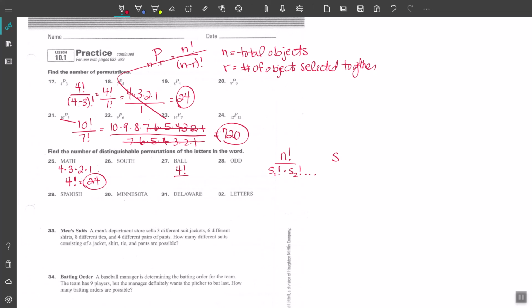So, for example, in this case, we have the L that is taking up 2 spots, so it's repeating twice. So our s in this case is going to be 2. So what we do is, and we only have 1 letter repeating, so we're only going to have an s sub 1. We're going to write 2 factorial here. So 4 factorial, again, we found out for number 25, we don't even need to do it again, is 24. 2 factorial is just 2 itself, 2 times 1. And we end up with a total number of permutations of 12.